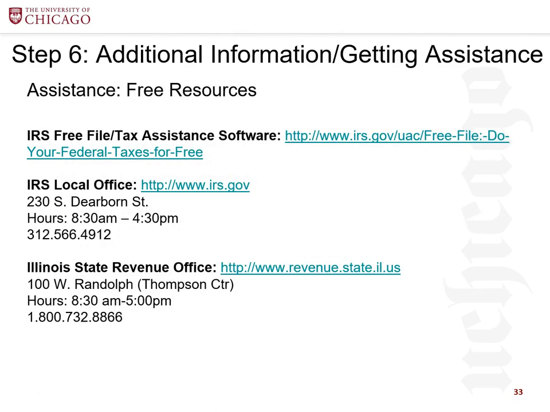Additional information and getting assistance. These are some free resources that are available to University of Chicago students that are outside of the University of Chicago. So IRS Free File Tax Assistance Software, we've provided a link for you. You can also go in person or call the IRS local office or the Illinois State Revenue Office if you have specific questions. This is the busiest time of year for them, so I do want to caution you that going in person, you may be waiting quite a while to speak with anyone. So if you do call, just make sure that you have a little bit of time available to wait on hold as well, but it may be a better option than going down there in person.